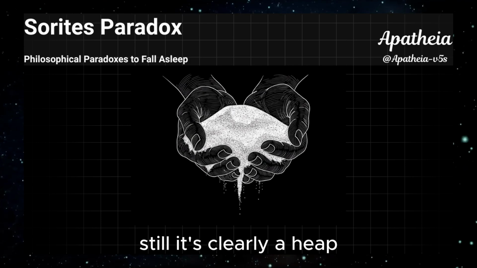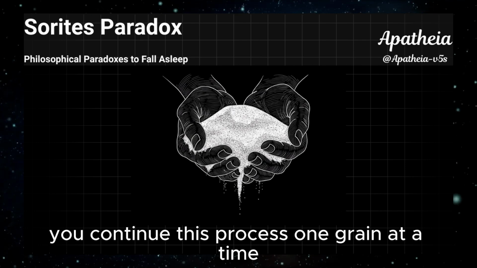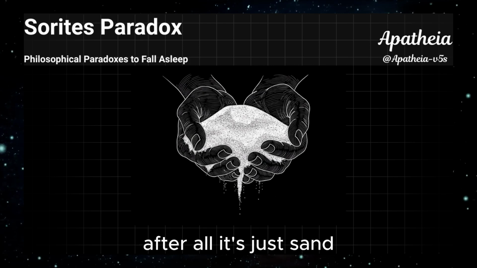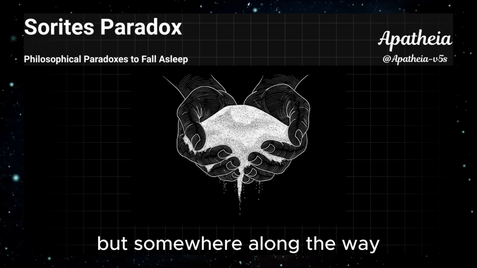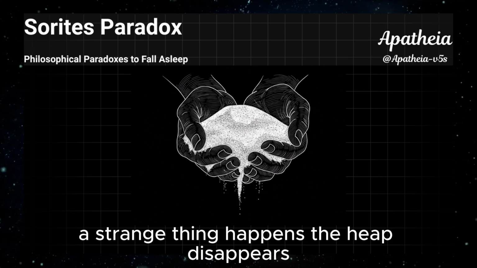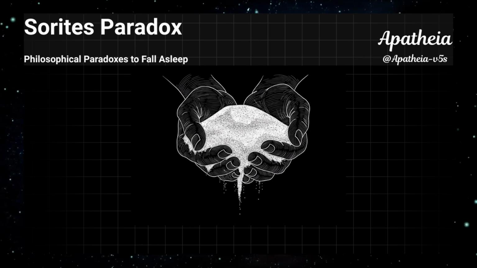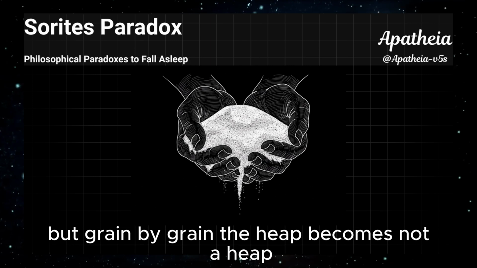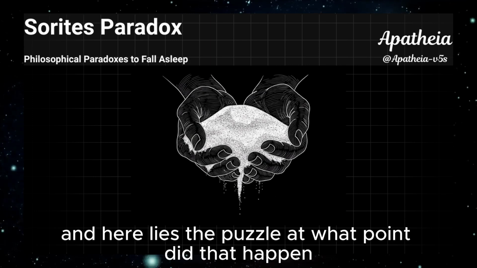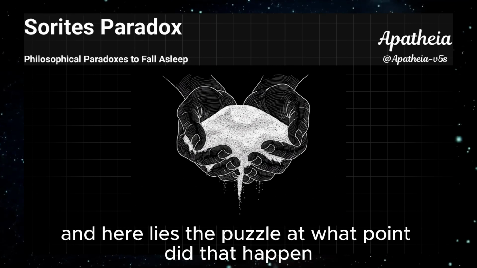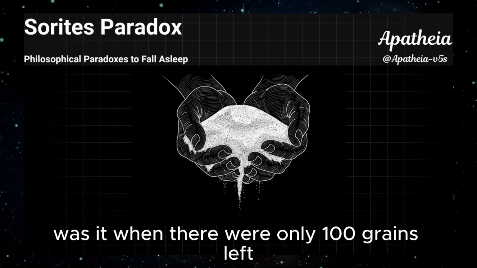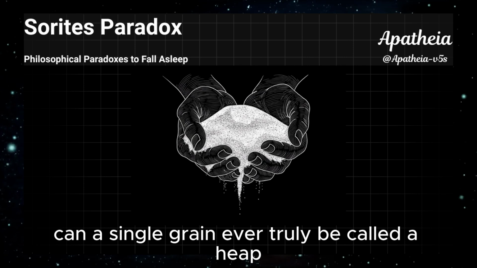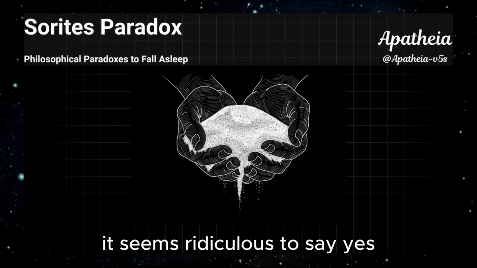Still, it's clearly a heap. No dramatic change. You continue this process one grain at a time. You do it slowly, thoughtfully. After all, it's just sand. But somewhere along the way, a strange thing happens. The heap disappears. Not all at once, of course, but grain by grain, the heap becomes not a heap. And here lies the puzzle. At what point did that happen? Was it when there were only 100 grains left? 50? 10? Can a single grain ever truly be called a heap? It seems ridiculous to say yes.